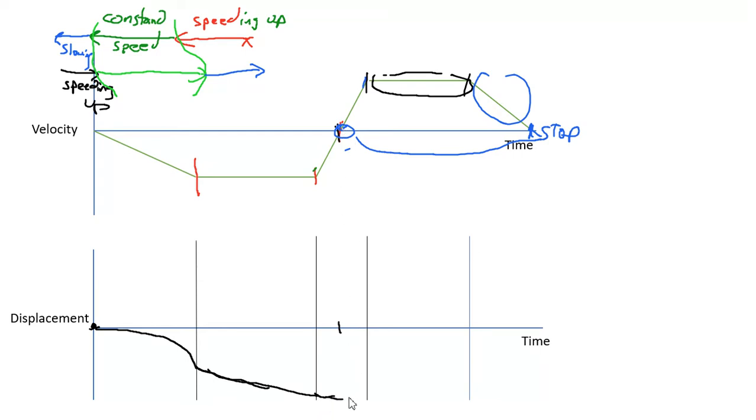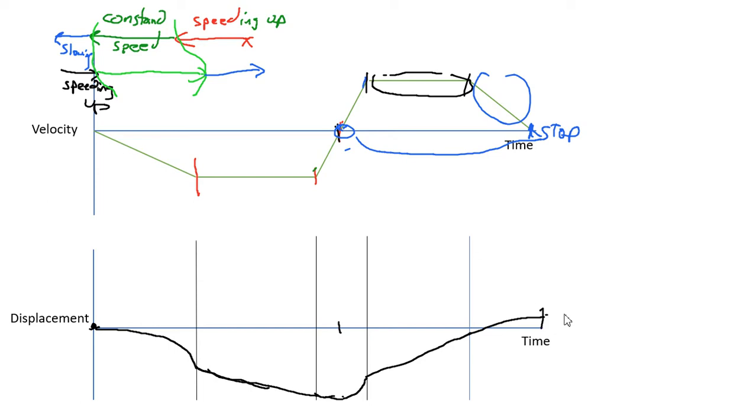Now I start moving the other way. Well, I'm moving in the positive direction, and I'm speeding up, so that's going to be curved. I'm moving in the positive direction at a constant rate, so it's a straight line. And then I have a positive direction, and I'm slowing down, so it's going to do something like that. And then I stop. Now I'm done.